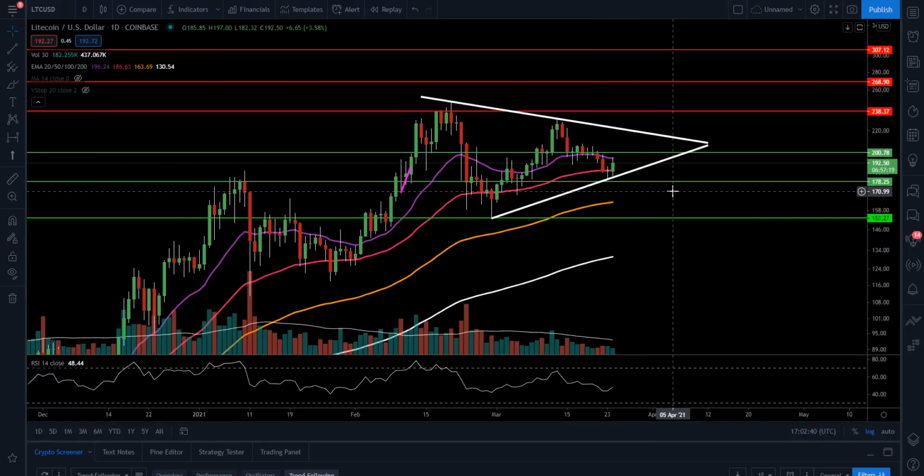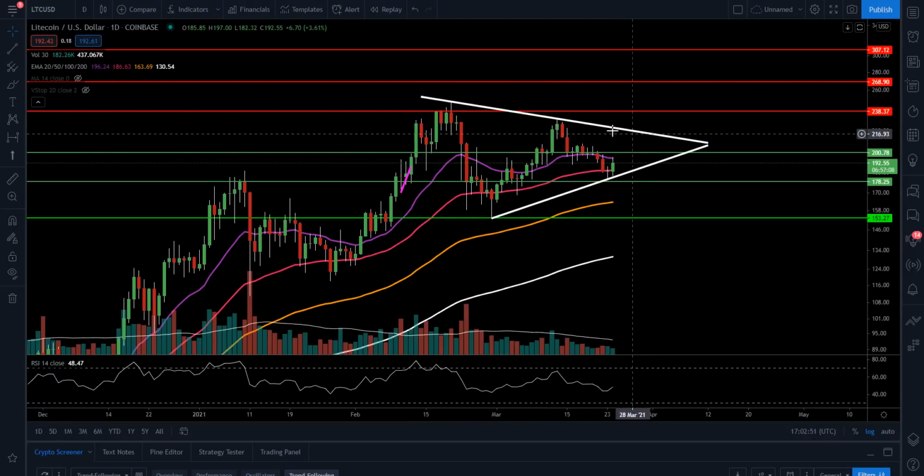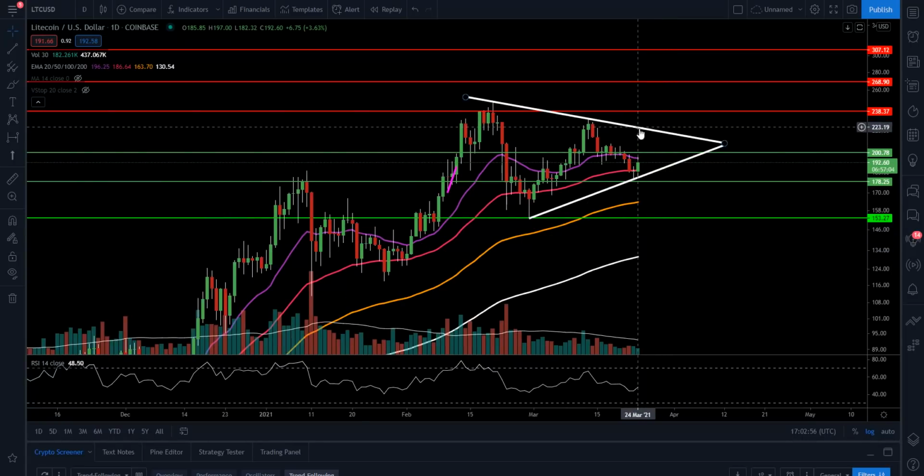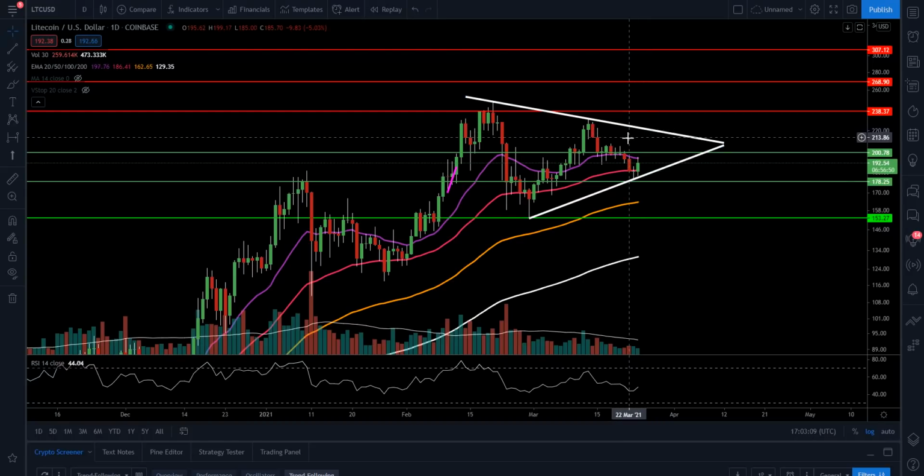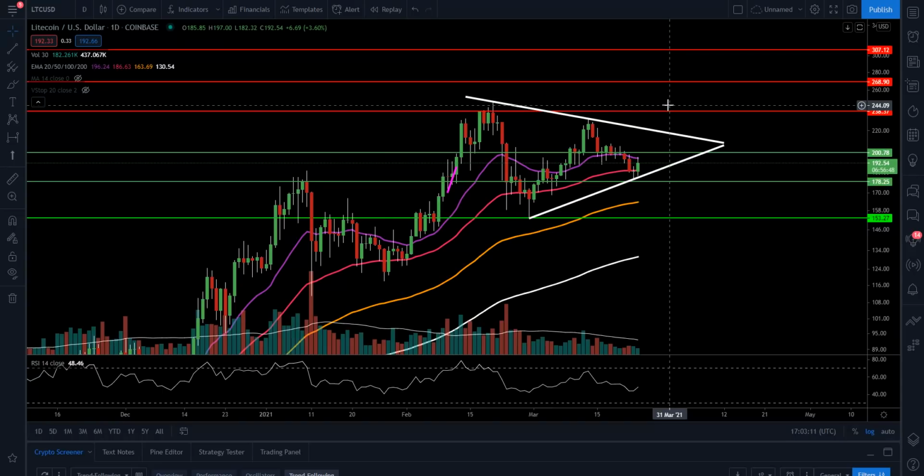Now, in terms of overhead resistance, what we're going to have to get through is that 20 EMA, and that's roughly going to be at $196. And then it's going to be up around that psychological round number of 200, and then this upper trend line right here. What you're looking for in a symmetrical triangle breakout is a daily candle close outside of this trend line, and you want it to come on heavier volume to know that it's a true breakout. So right now, if we chop back up into this area, that could take us back to around maybe $218 before we potentially break to the upside, if that's the way we're going to break.